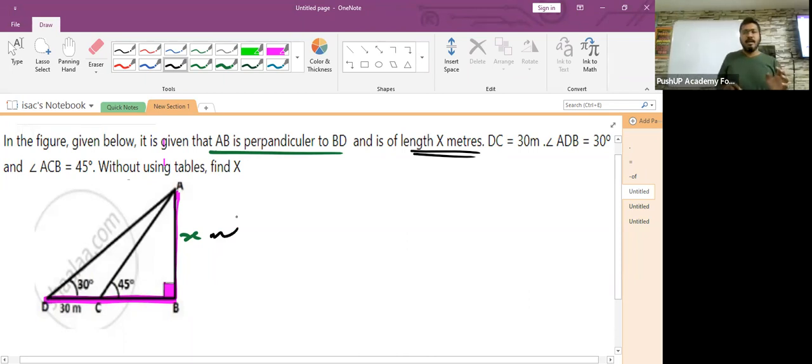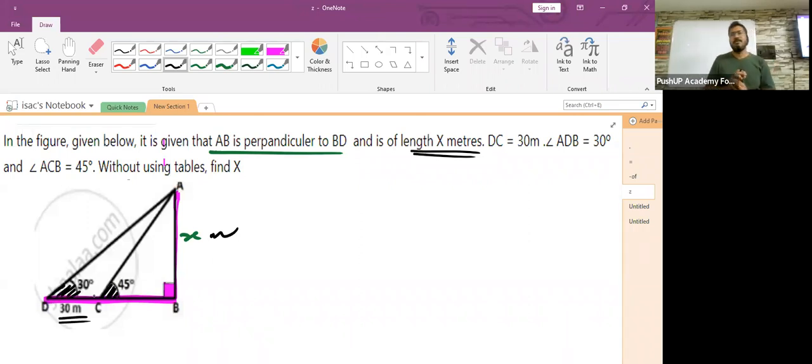Yes, so that is why I have labeled here AB is equal to X meters. Now DC is equal to how much? 30 meters. Angle ADB is equal to 30 degrees, this particular angle, and angle ACB is equal to 45 degrees. Both these angles are given to you, ready-made. Now they are asking us to find the value of X. Very simple, children.